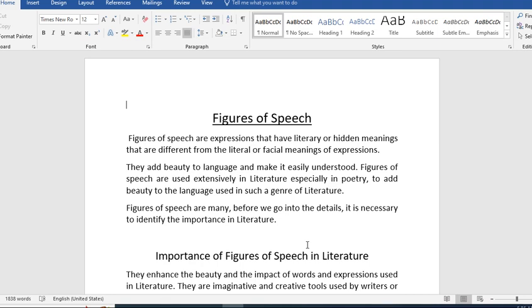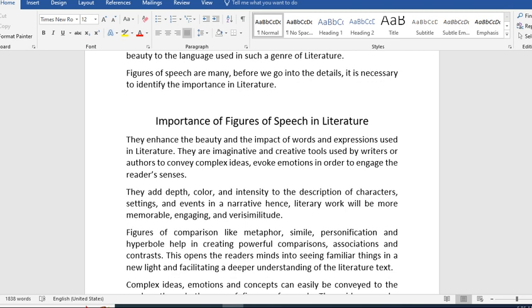Figures of speech are many. Before we go into the details, it is necessary to identify the importance of the topic. I said earlier that we can say that it is the engine room of literature. Let's look at the importance. They enhance the beauty and the impact of words and expressions used in literature. They are imaginative and creative tools used by writers or authors to convey complex ideas and evoke emotions in order to engage the reader's senses. So, authors use figures of speech to engage readers so that they have interest in reading the work of art.